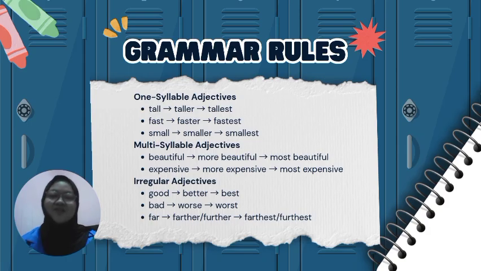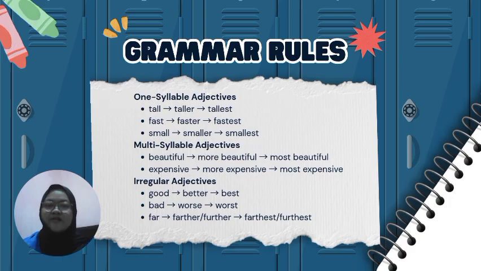Now, let's look at the grammar rules. For one syllable adjectives, we usually add er to form the comparative and est to form the superlative. For example, tall becomes taller and tallest. Another example is small becomes smaller and smallest. For adjectives with two or more syllables, we generally use more and most. For example, beautiful becomes more beautiful and most beautiful. Likewise, expensive becomes more expensive and most expensive.